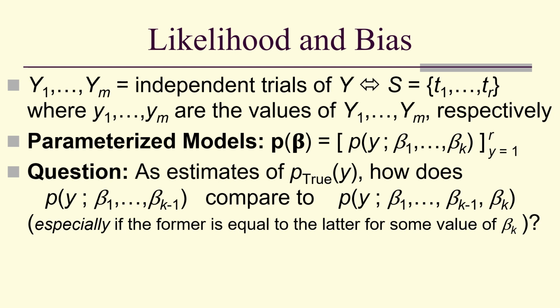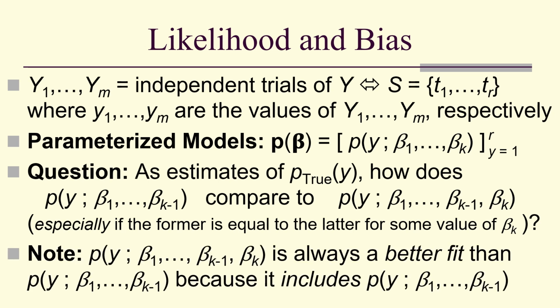Here's our question. As estimates of the true distribution, how does P of Y given beta 1 up to beta k minus 1 compare to P of Y given beta 1 up to beta k minus 1, beta sub k, especially if the first one is a special case of the second one. In other words, for some value of beta sub k, I get identically the first one. So notice that because there are more parameters, we always will have a better fit from the model with more parameters because it includes the first one as a special case.